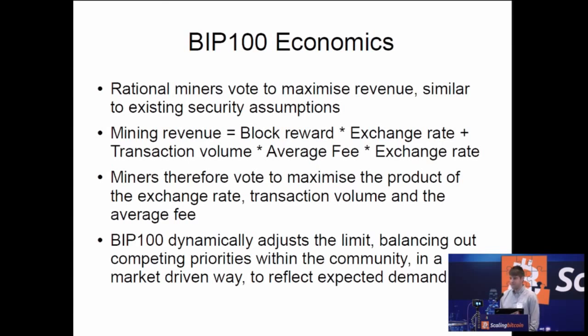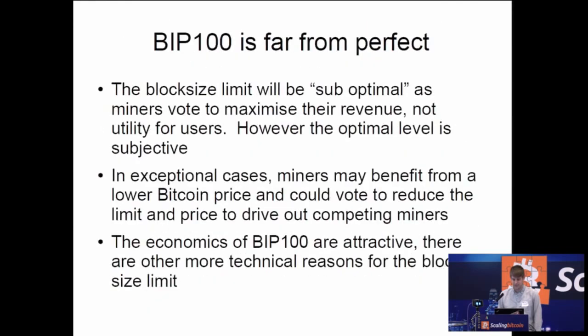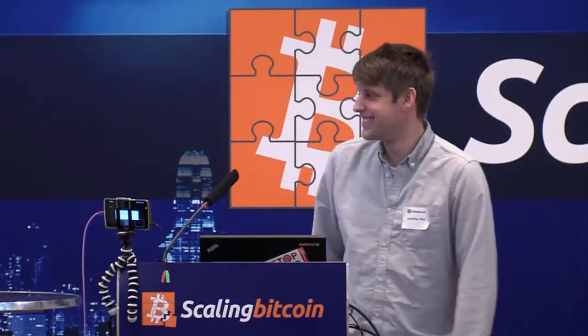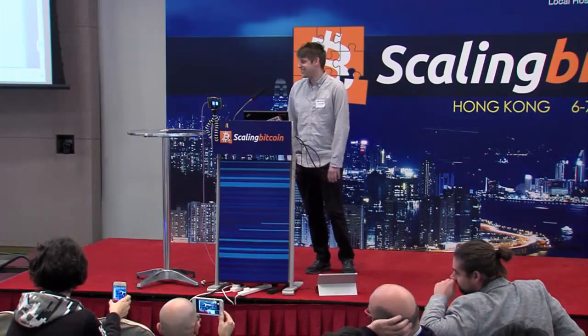Okay, the last question in the back. I just saw that you said BIP 100, BIP 102, and 103 are somewhat reasonable proposals. What is your stand on BIP 105 and 106? Sorry, I don't know those. Those are BIP proposals on GitHub. Okay, well, we've got to go to break and think about those proposals.